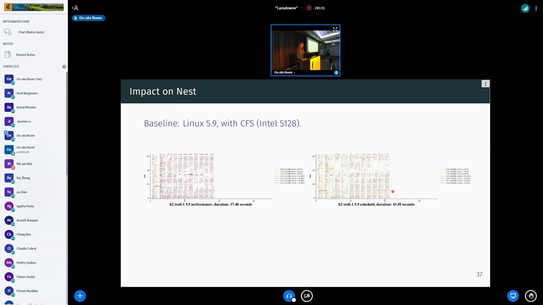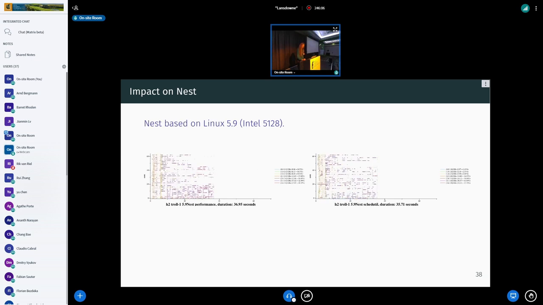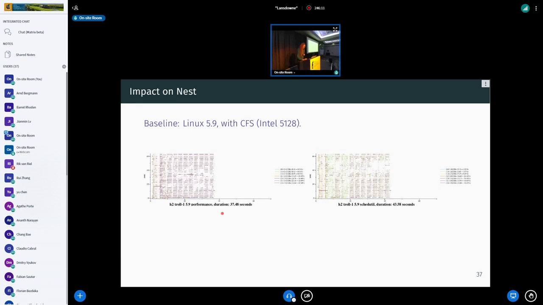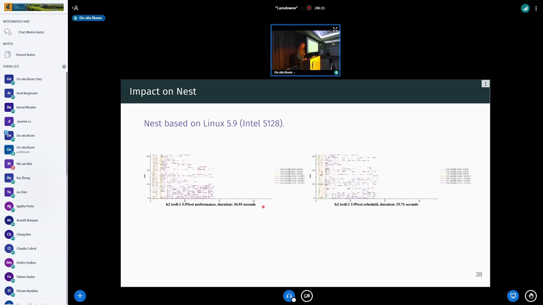With Schedutil, the frequencies are lower. They're not at the lowest point, but there's a lot of green in here, which is a fairly low frequency color. So this is 5.9, then we can run Nest. The thing to notice here is this is about 37 seconds, and this is 43 seconds. When we run Nest, we end up with 36 seconds. For performance, there's not much difference because we were already using the turbo frequencies, but for Schedutil, we get a good benefit.